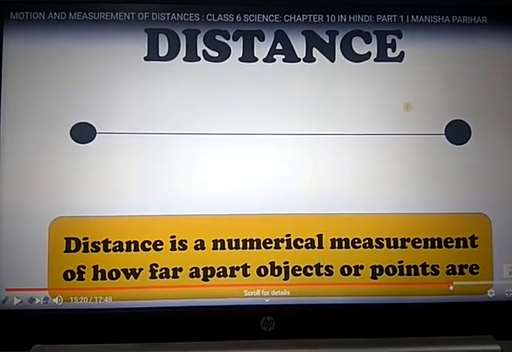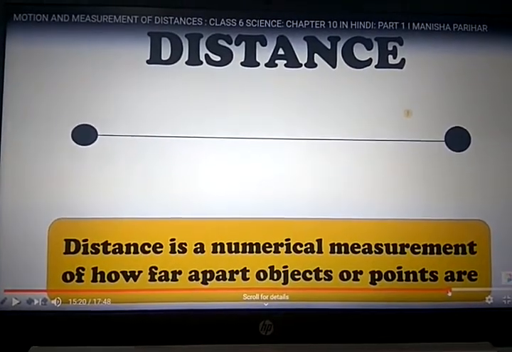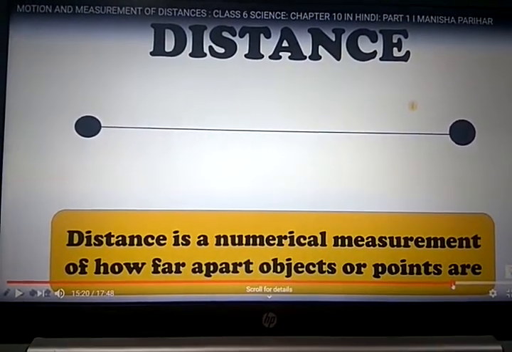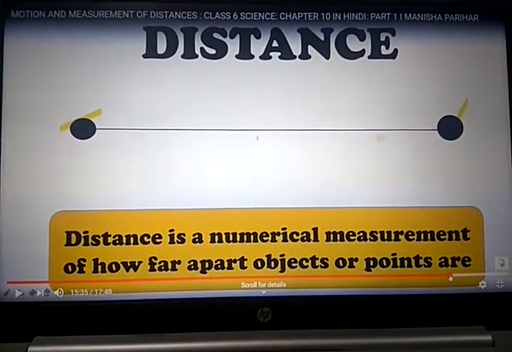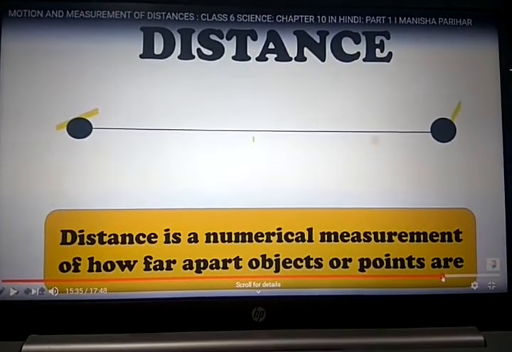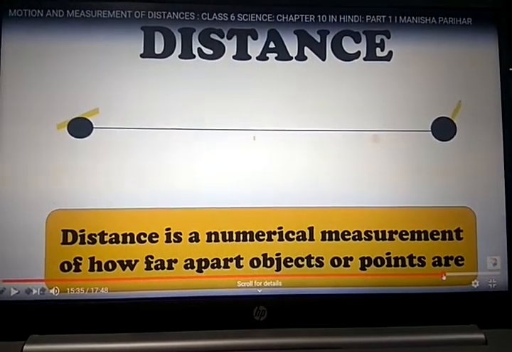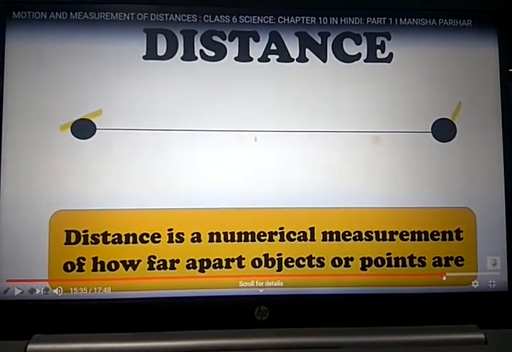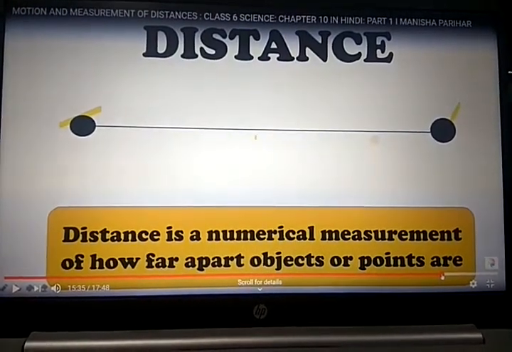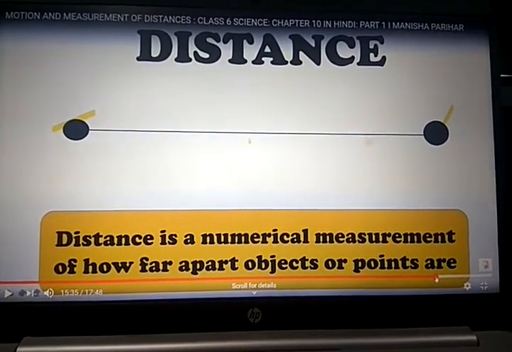So students, what is distance? Distance is a numerical measurement of how far apart objects or points are. It means that when you move from one place to another place, some numerical measurement is required, right? So moving from one point to another point, that physical unit is known as distance.